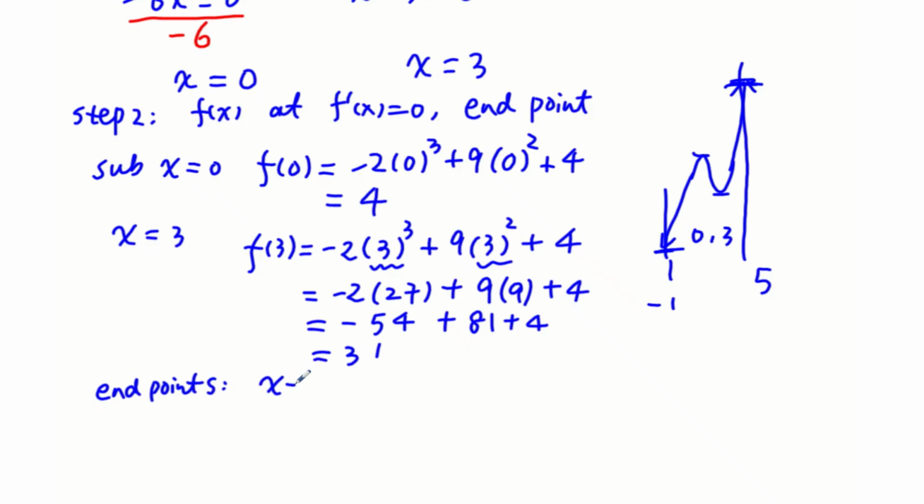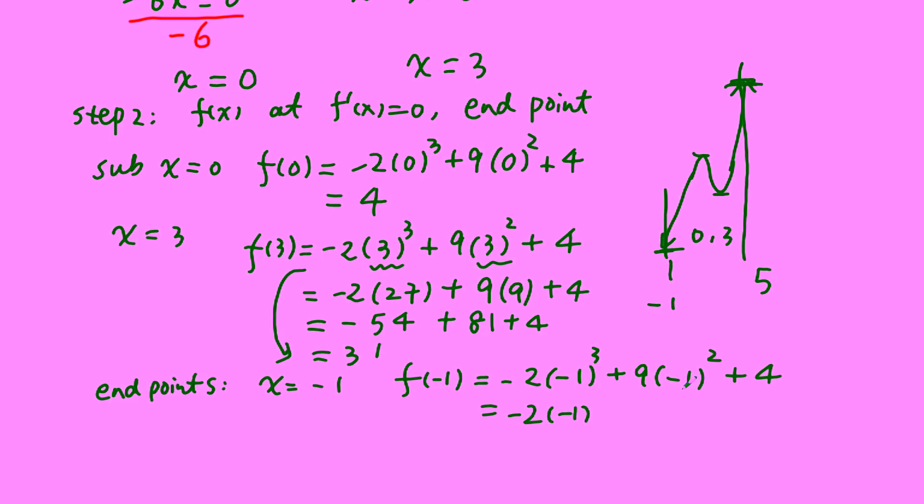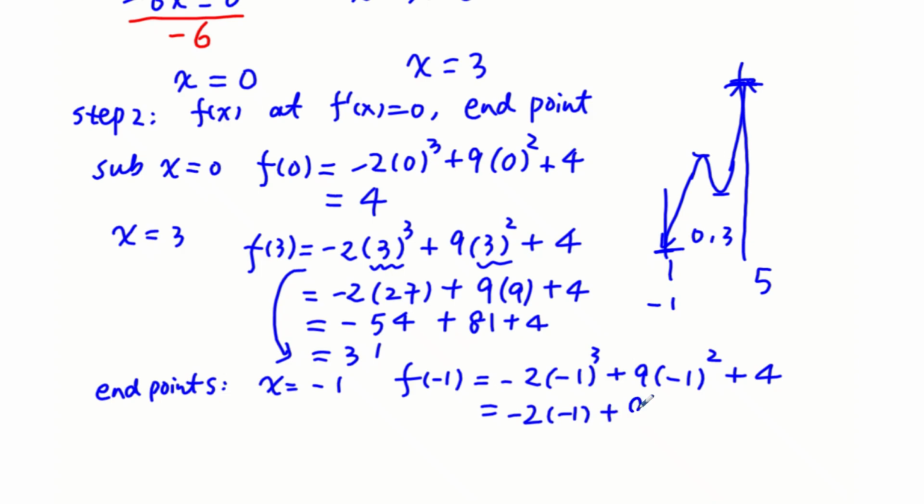So x equals -1, substitute in: f of -1 equals -2 times -1 cubed plus 9 times -1 squared plus 4. You don't have to show all those steps. You could just do the calculation and get the final answer right away. So -2 times -1 cubed, this is +1, 9 times +1 is 9, plus 4. -1 times -2, negative times positive, so 2 plus 9 plus 4 is 15.